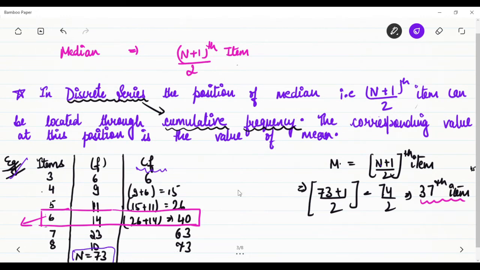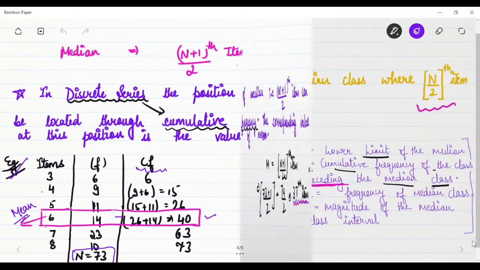So how do we calculate the position? (n plus 1) by 2. n is 73, plus 1 is 74, by 2 gives us the 37th item. In the given cumulative frequency, what is the value closer to 37? It is 40, because 63 is greater than that and 26 is smaller than that. So the value corresponding to that position is called the median. So 6 is the answer. 6 is the median.